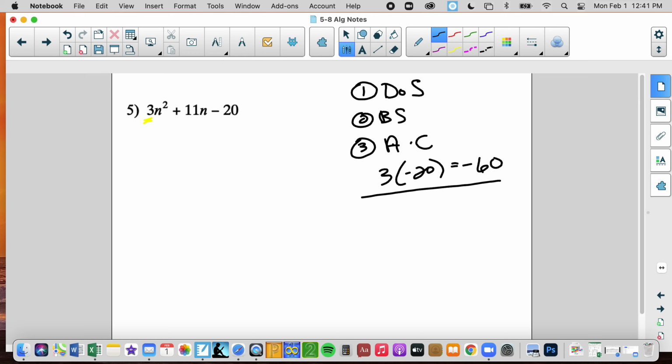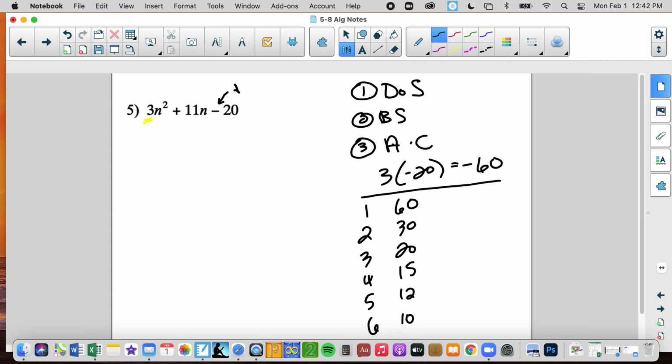So what do we notice when A is greater than 1? We just end up with a bigger number that we have to find factor pairs of. That's all. Nothing different. The only difference is you're going to have a couple more factor pairs. Factors of 60 are 1 and 60, 2 and 30, 3 and 20, 4 and 15, 5 and 12, and 6 and 10.